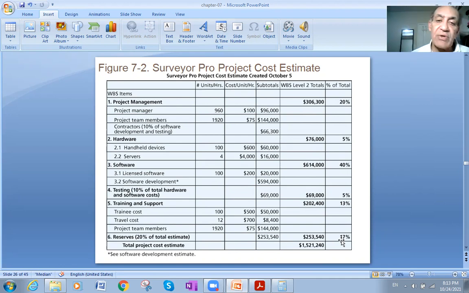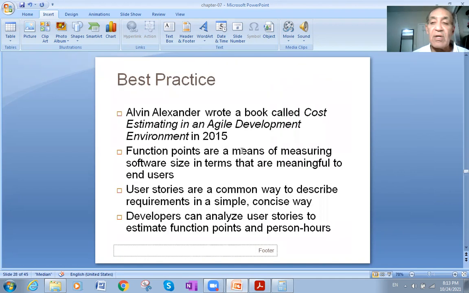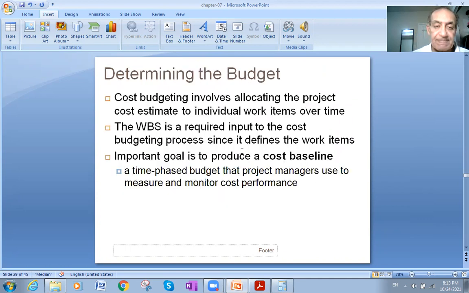Cool. So that is how we do the project estimates, the cost of the project estimates.